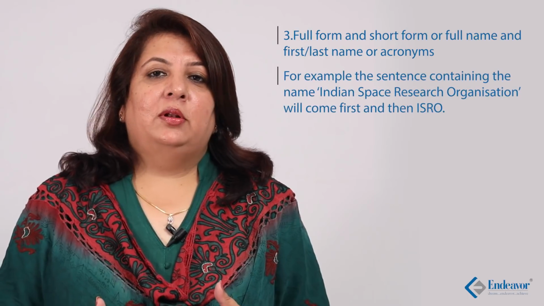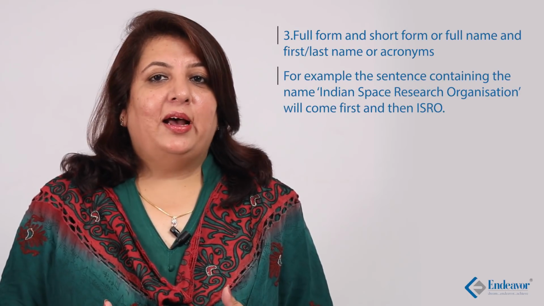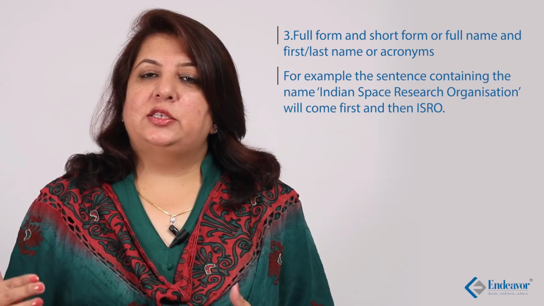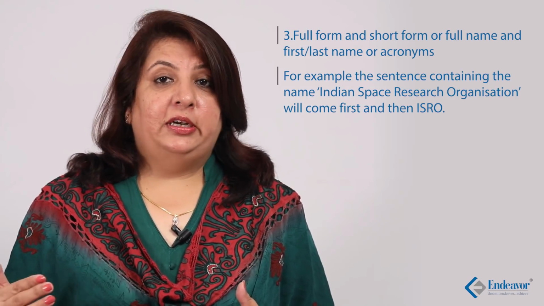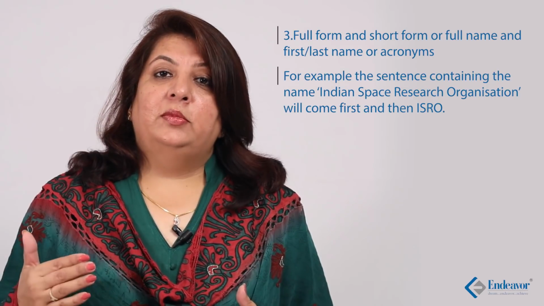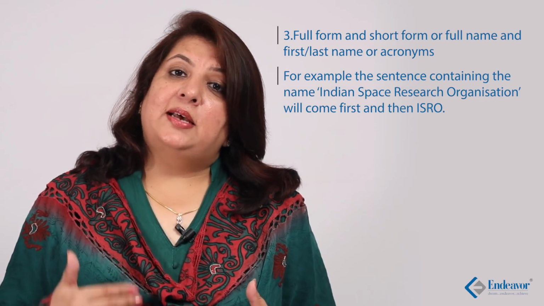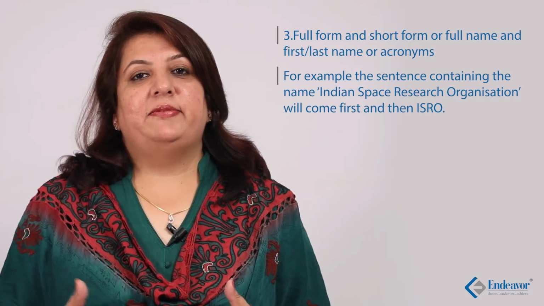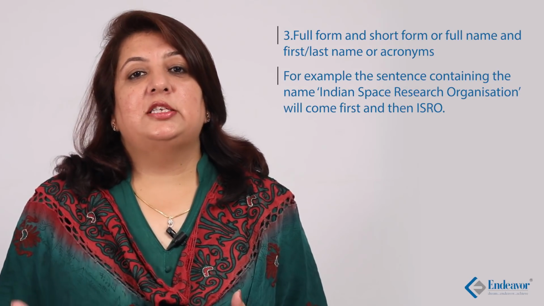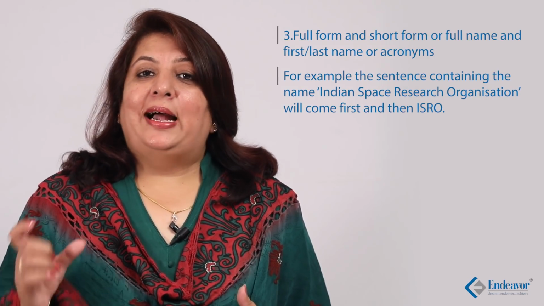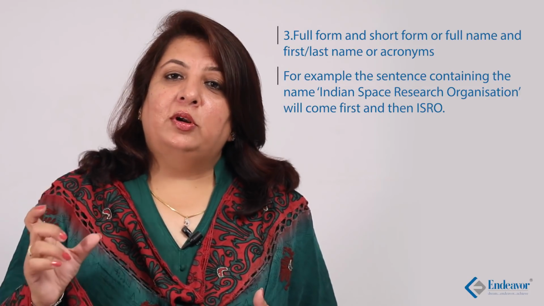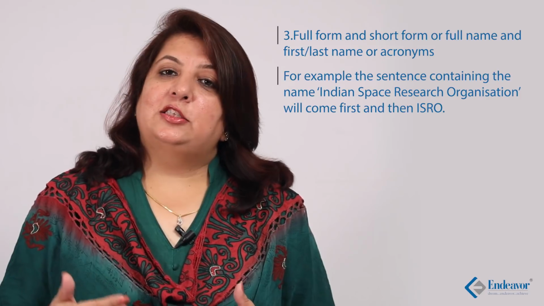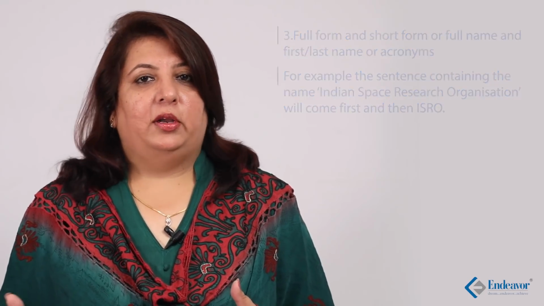For example, if the subject of the paragraph is Indian Space Research Organization, the opening sentence should contain the full form like this one. And subsequently in the other sentences we can use the acronym ISRO. So the sentence which contains the full name comes before the sentence that contains the short form, abbreviation or acronym.